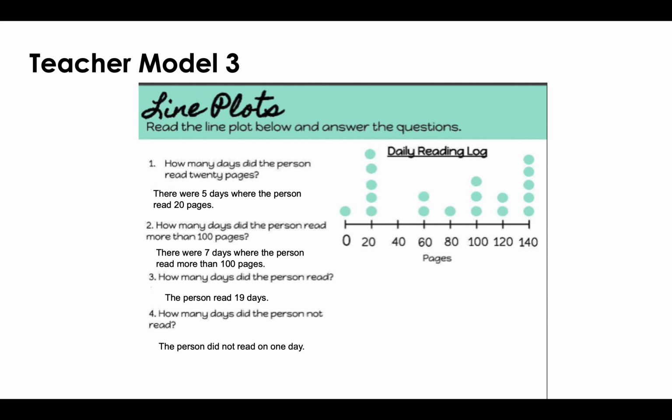How many days did the person not read? So I'm looking at the 0 because that represents the days in which the person read 0 pages. And there's only 1 dot above the 0 pages, which means the person did not read on 1 day.